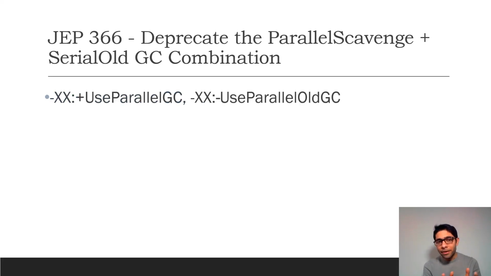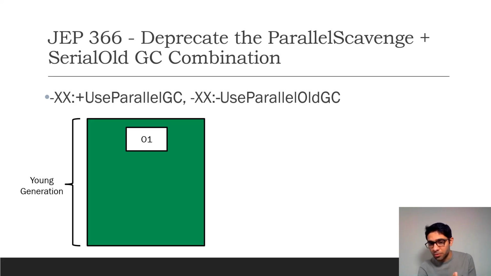Now coming back to the JEP 366 deprecation. This talks about one interesting combination where you can use parallel GC for the young generation and a single thread for the major garbage collection activity. Now this is interesting in the sense that it can cause severe issues. Let's consider what issue I'm talking about and why Java folks decided to deprecate this particular combination.